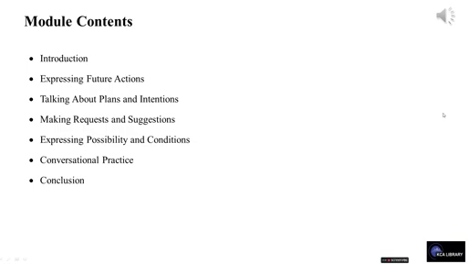In addition, the module covers how to make requests and suggestions politely, an important aspect of effective and culturally appropriate communication. Learners are also introduced to ways of expressing possibility and forming conditional statements, enabling them to discuss hypothetical situations and outcomes. To reinforce learning, a section on conversational practice is included, allowing learners to apply these concepts in realistic dialogue scenarios. The module concludes by summarizing key points and consolidating learners' understanding of the topic.